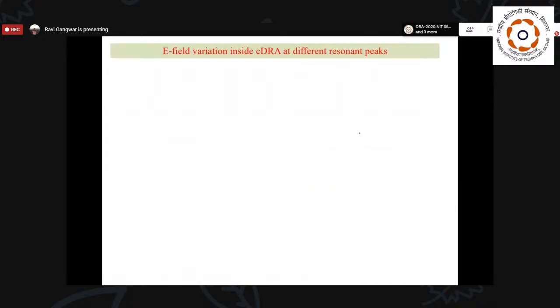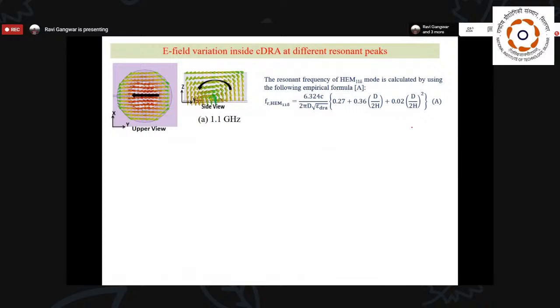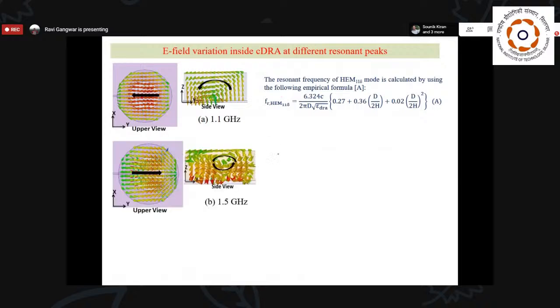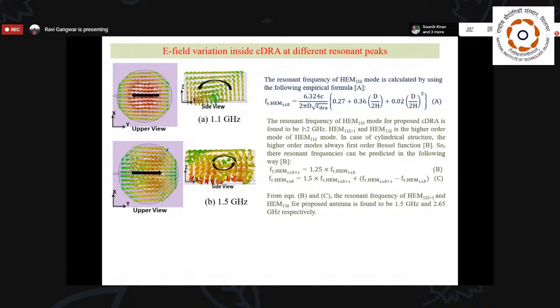So for that purpose, I have drawn the electric field distribution inside the DRA at each and every peak of your 6 different bands. So first band is basically 1.1 gigahertz, and in that condition I have used this empirical formula to get your values. When I have drawn it, then I find that the HEM11δ mode is going to be generated at 1.2 gigahertz. And when I see the field distribution, then it is confirmed that at 1.1 gigahertz we are able to generate HEM11δ mode.